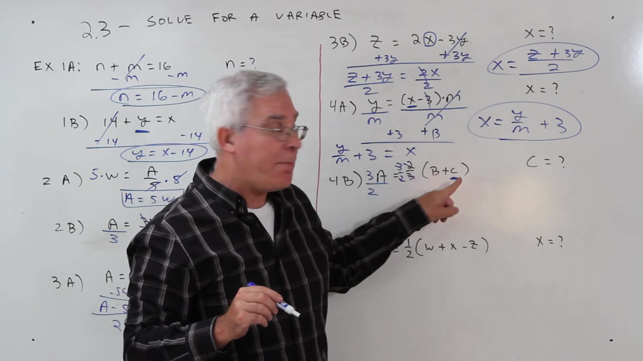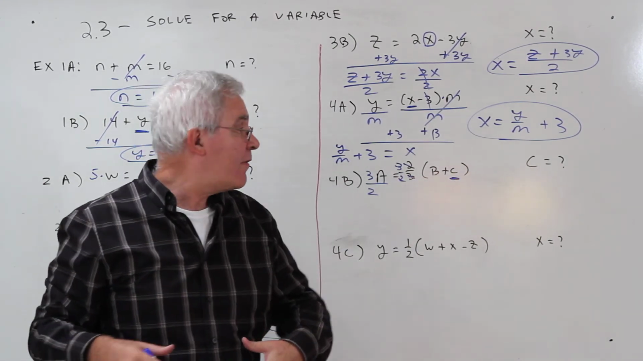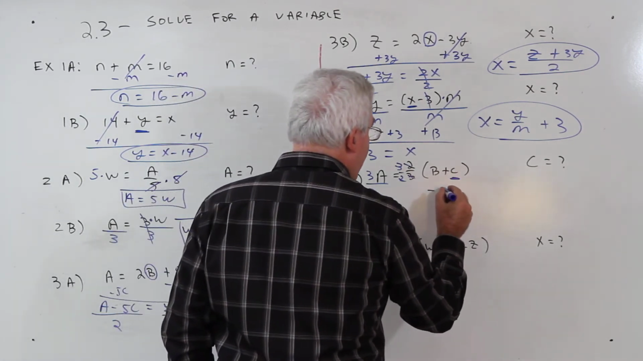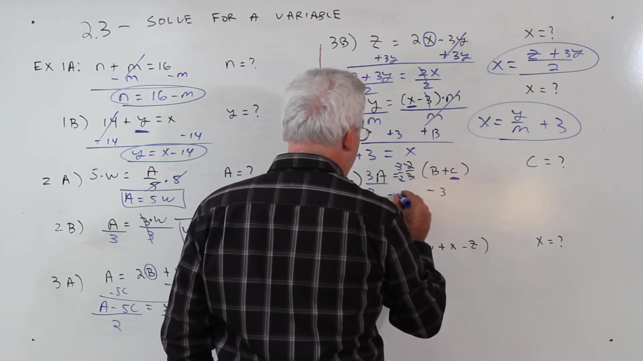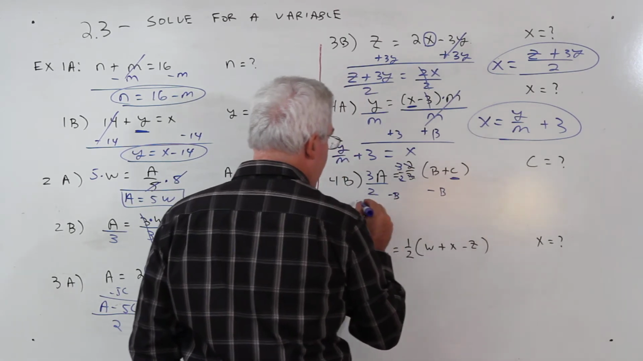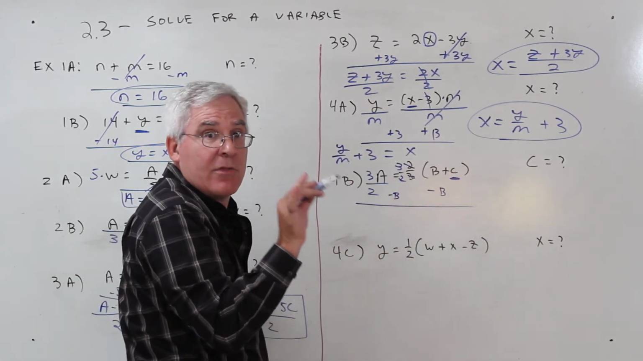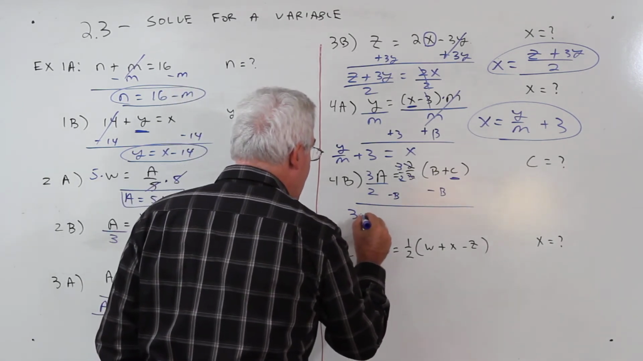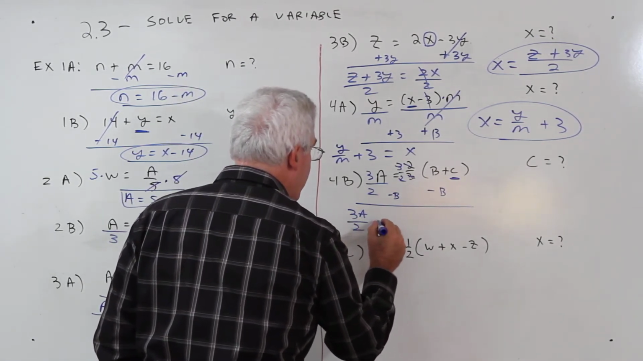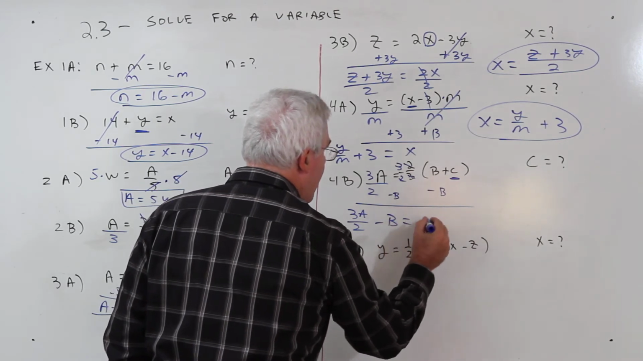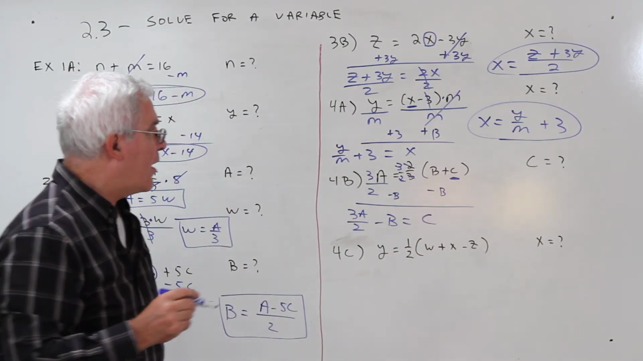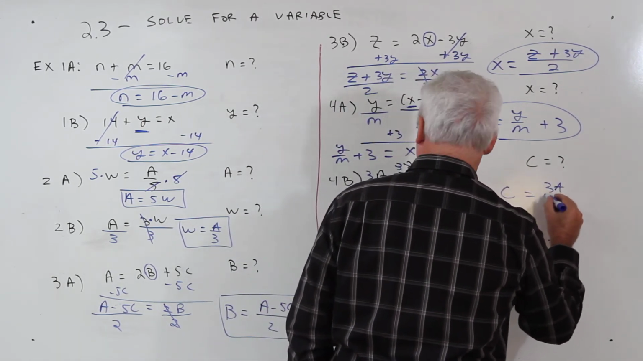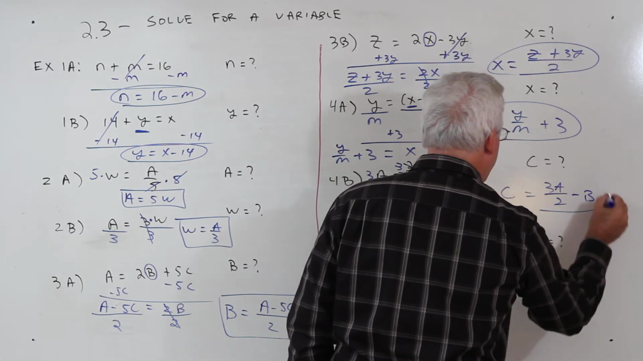I want to get c all by its lonesome. What undoes that b? Well, I'm going to subtract the b. So I will go minus b here, and I will go minus b here. And I will get, again, don't combine fractions with non-fractions. 3a over 2 minus b equals c. And again, I can rewrite that. C equals 3a over 2 minus b.